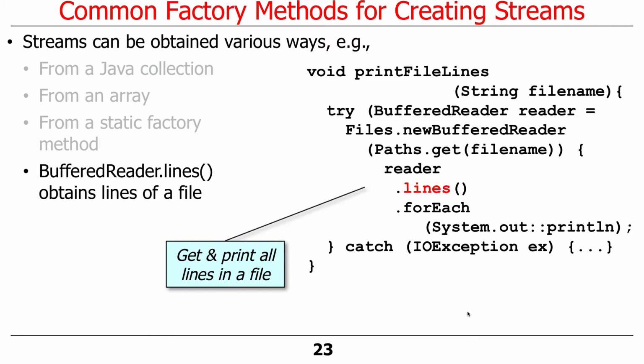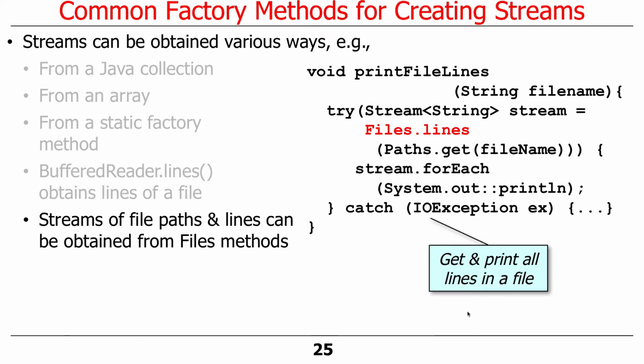Here's another interesting factory method that creates a stream. This particular method called lines is used when you open a file name. So we use Paths.get with the file name. That's going to open up a file for reading, and then we're going to convert each line in the file into an element in a stream. So we end up with a stream of lines, which we then print out. So this is a way to convert a file into a stream.